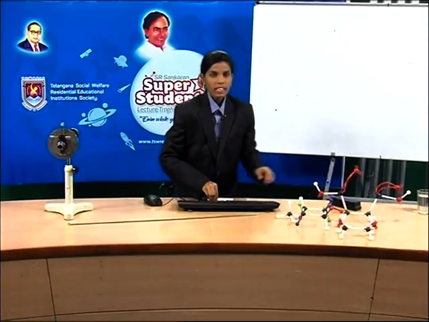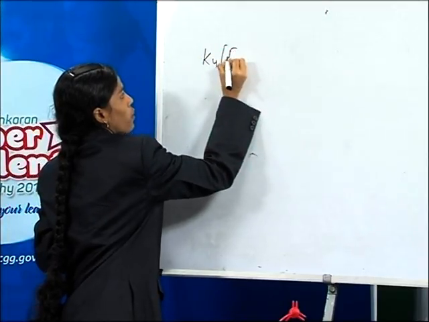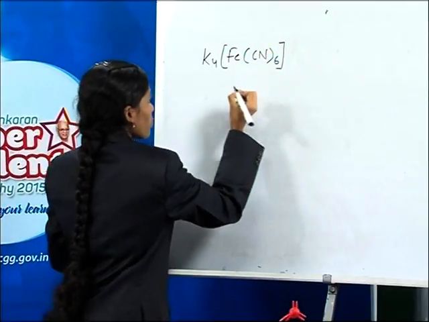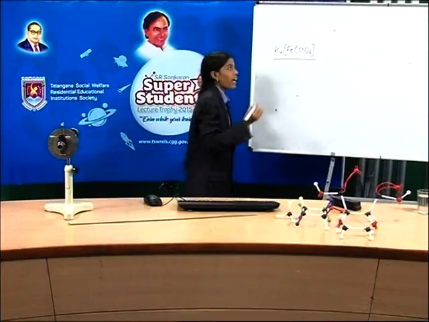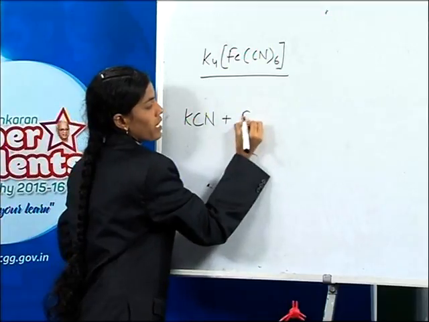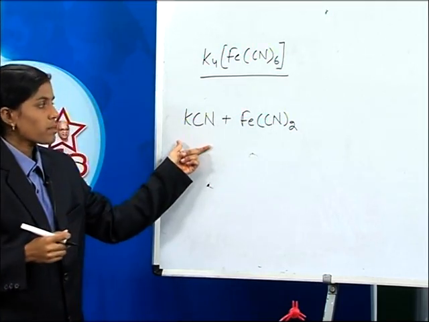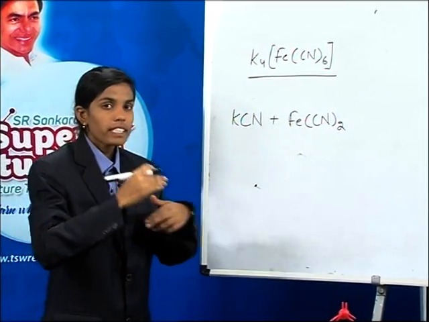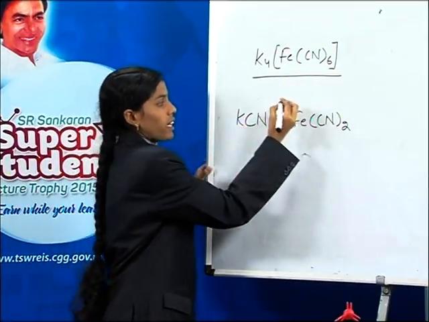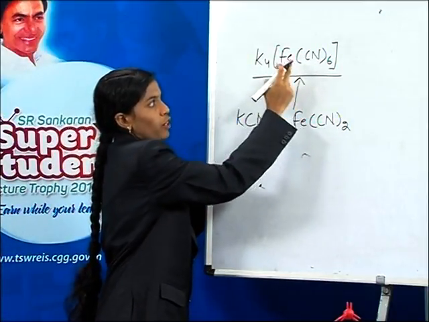Friends, let us see an example, that is potassium hexacyanoferrate 3, which is a coordination compound. It is formed by mixing potassium cyanide and ferrous cyanide in their stoichiometric proportions. When they are heated up to evaporation, they give rise to a crystalline compound, nothing but potassium hexacyanoferrate 3.